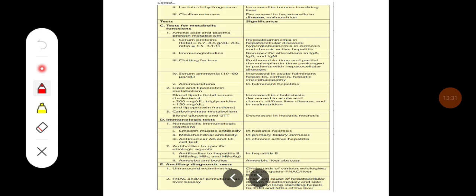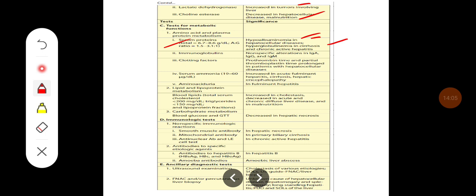Lactate dehydrogenase is increased in tumors involving the liver. Cholinesterase is decreased in hepatocellular disease and in malnutrition. The other tests for metabolic functions which are done are for amino acids and plasma proteins, like serum proteins, which are decreased in hypoalbuminemia and hepatocellular disease. There can be hyperglobulinemia in cirrhosis and in chronic active hepatitis.